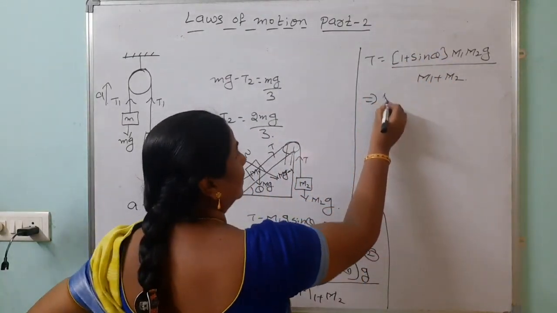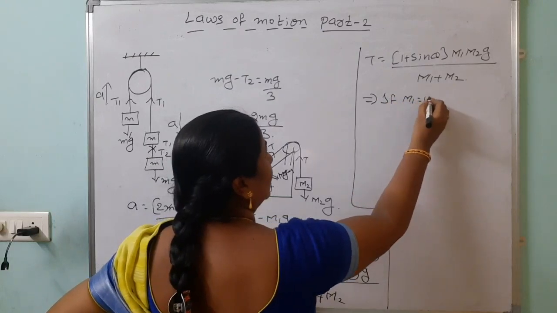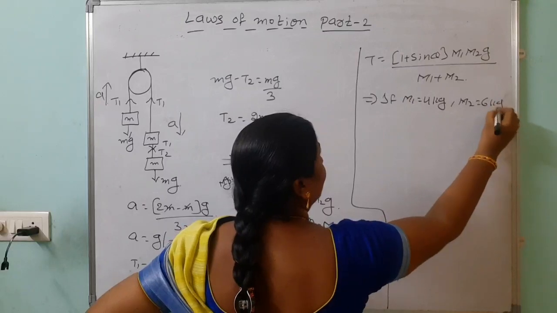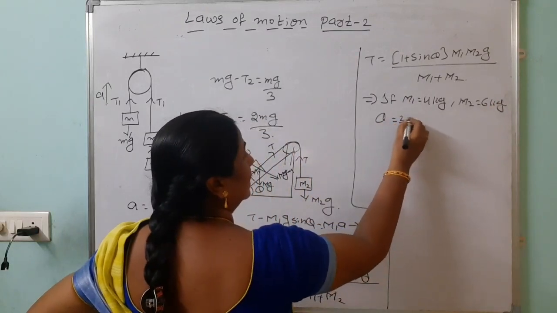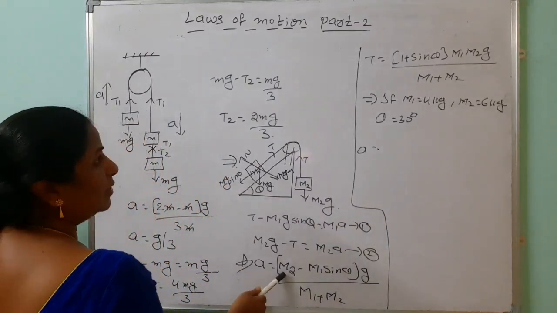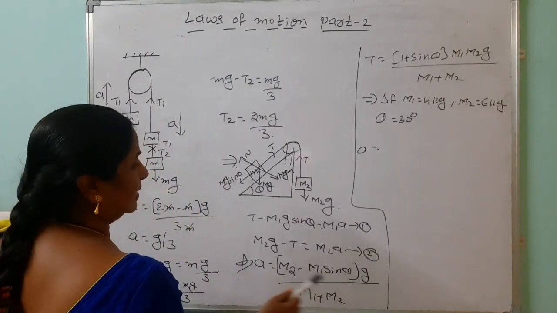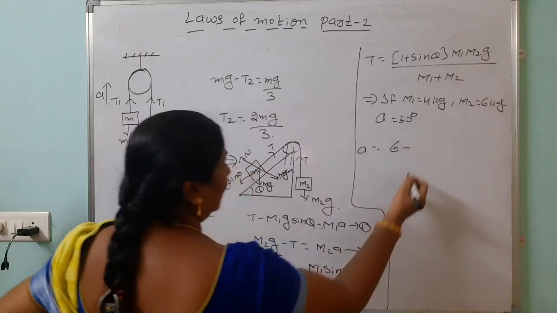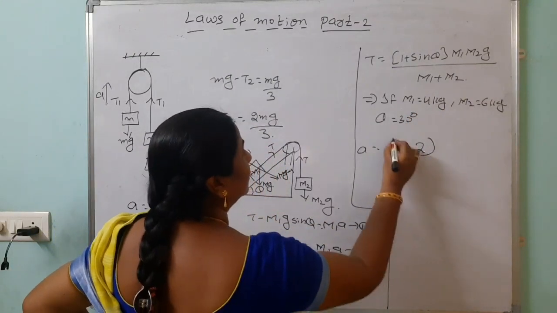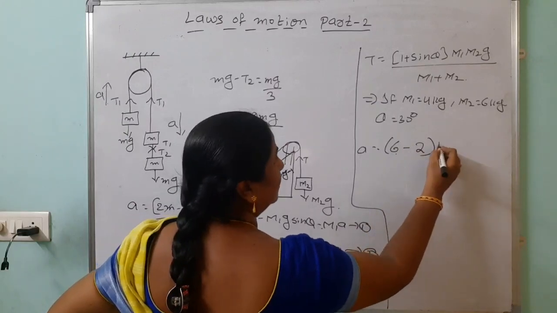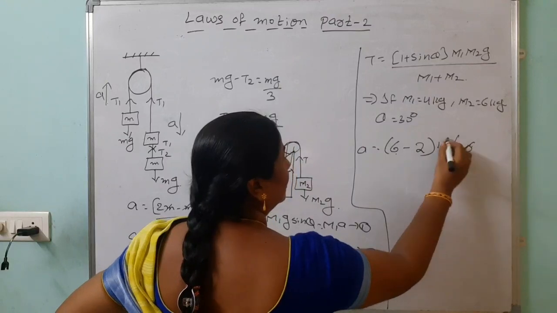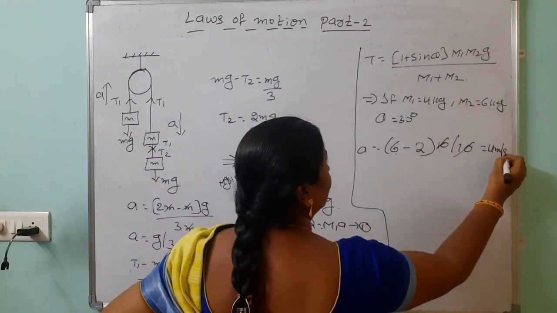Look here. If m1 equals 4 kg, m2 equals 6 kg, theta equals 30 degrees, then the acceleration is how much? Use this one. So m2 is how much? 6. 6 minus m1 sin theta, 4 into 1 by 2, you are getting 2, into g, g value 10, by m1 plus m2, which is 10. So this one cancels, 4 meter per second square.